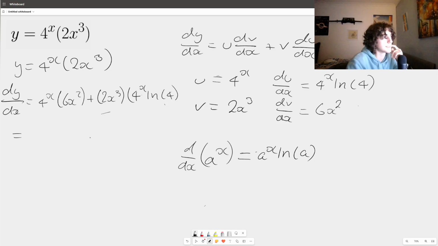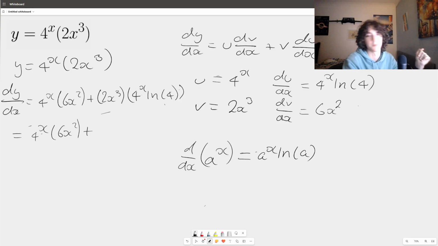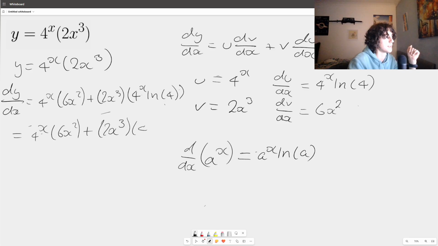We can then write this out in a nicer way. So we have 4 to the x times by 6x squared. Unfortunately, there actually isn't a better way of writing this. So we're just going to leave it like that. Plus 2x cubed times by 4 to the x ln 4. Again, there is no nice way of writing this. We're going to have to leave it as 2x cubed times by 4 to the x ln 4.